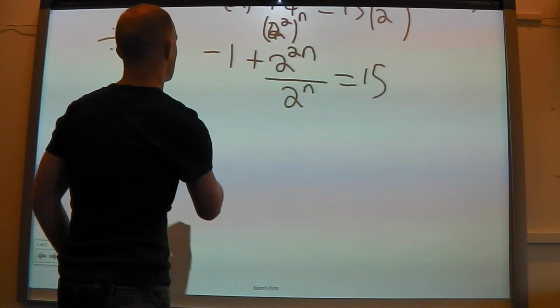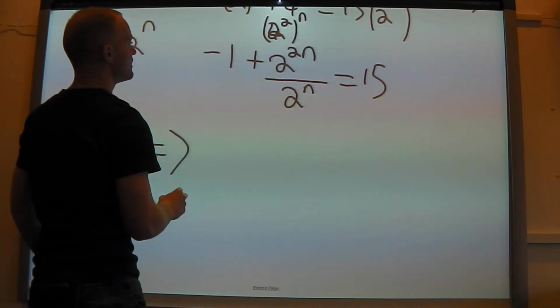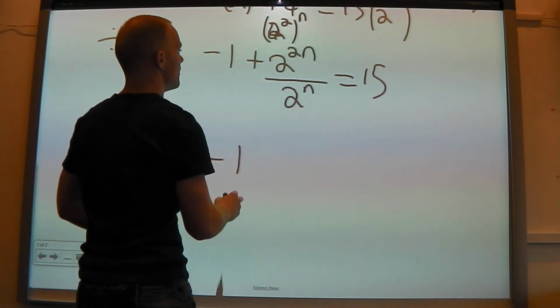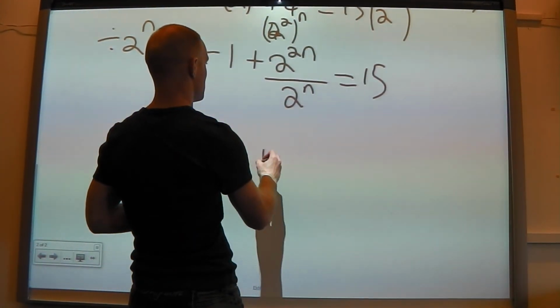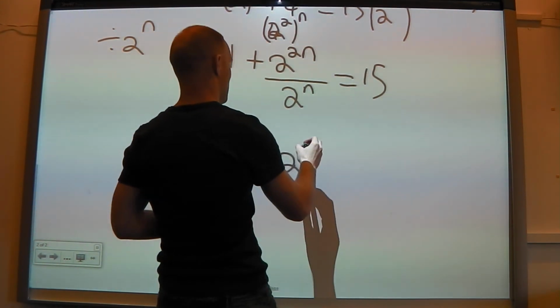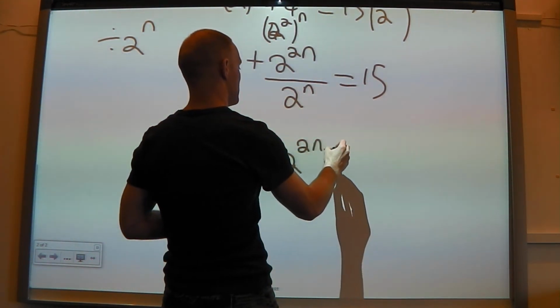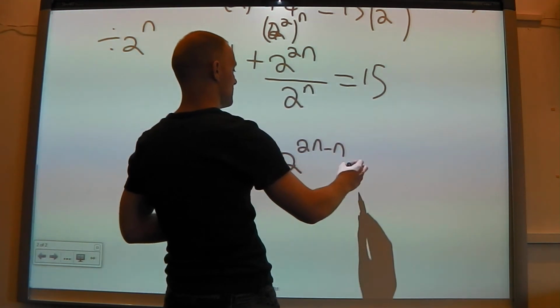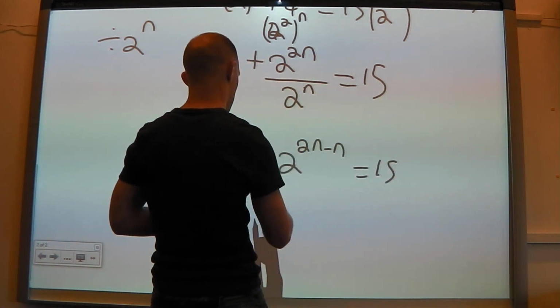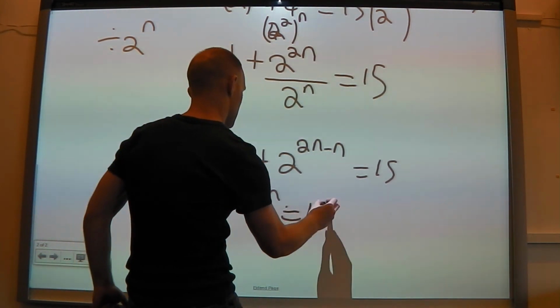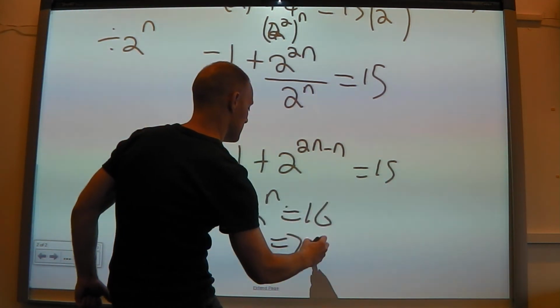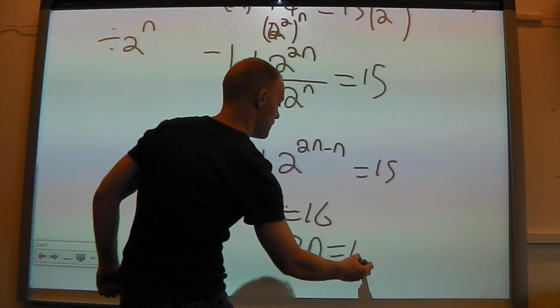So that implies that negative 1 plus 2 to the power of 2n minus n, because when you divide indices you subtract them, is equal to 15. So 2 to the power of n is equal to 16. That implies that your n is equal to 4.